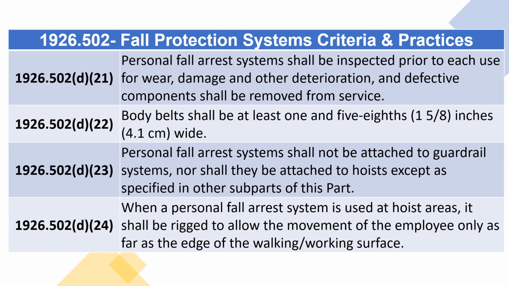1926.502 D21: Personal fall arrest systems shall be inspected prior to each use for wear, damage, and other deterioration, and defective components shall be removed from service. 1926.502 D22: Body belts shall be at least 1 5/8 inches (4.1 centimeters) wide. 1926.502 D23: Personal fall arrest systems shall not be attached to guardrail systems, nor shall they be attached to hoists except as specified in other subparts of this part. 1926.502 D24: When a personal fall arrest system is used at hoist areas, it shall be rigged to allow the movement of the employee only as far as the edge of the walking/working surface.